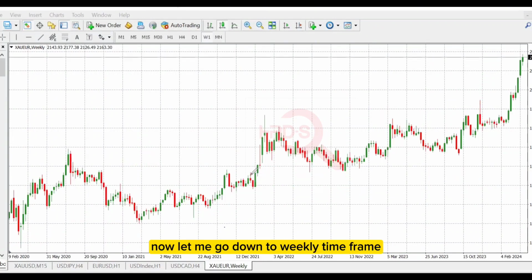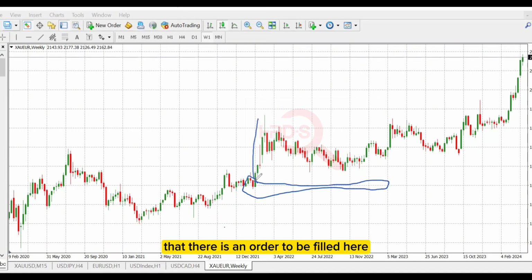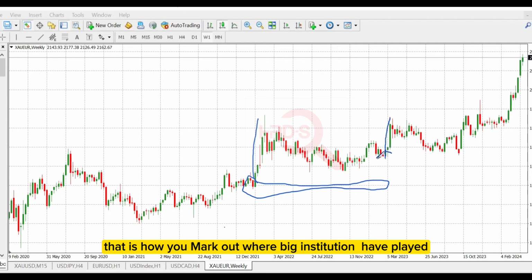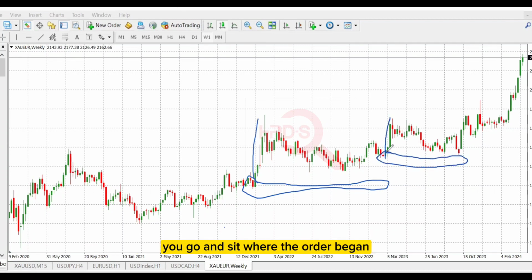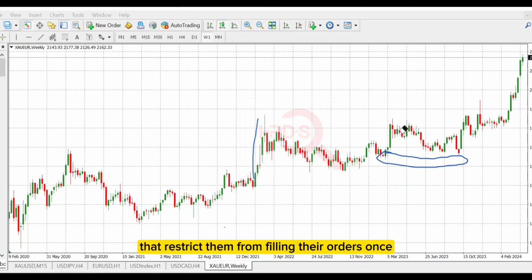Now, let me go down to weekly time frame. If we look at weekly time frame, we will see what? Look at this move. Someone can be here waiting that there is an order to be filled here. There is an expansion here. Someone can be here waiting that there is an order to be filled here. That is how you mark out where big institutions have played. You go and sit where the order began. You go and sit at the zone where the strong move started, because you are anticipating that they will come back and finish up the order, because there is a rule that restricts them from filling their orders once, okay?